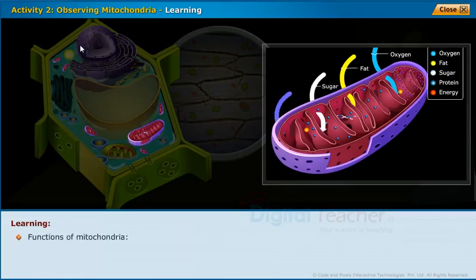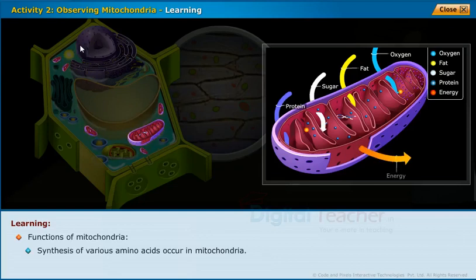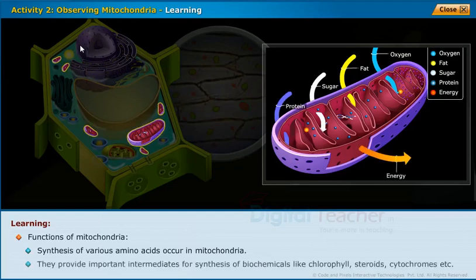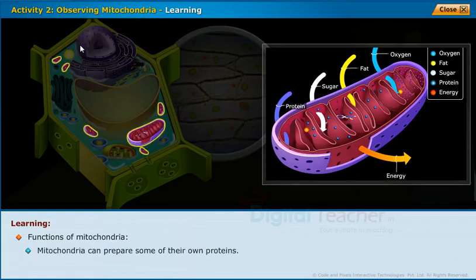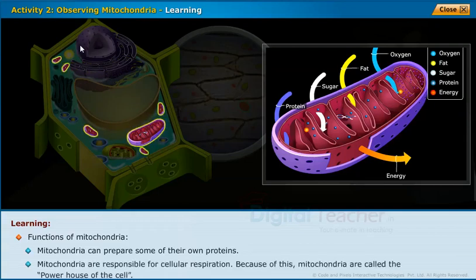Functions of mitochondria. Synthesis of various amino acids occurs in mitochondria. They provide important intermediates for synthesis of biochemicals like chlorophyll, steroids, cytochromes, etc. Mitochondria can prepare some of their own proteins. Mitochondria are responsible for cellular respiration. Because of this, mitochondria are called the powerhouse of the cell.